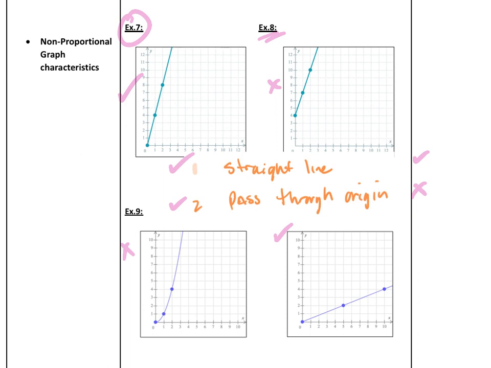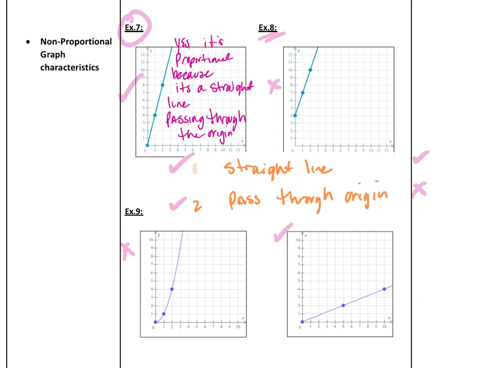So this is how I would write my answers. For example 7, I would say, yes, it's proportional because it's a straight line that passes through the origin. Both those things have to be true, right? That's all you have to say. For example 8, we said no, it's not. You would say, no, it's not proportional. You could just say, because it doesn't pass through the origin.